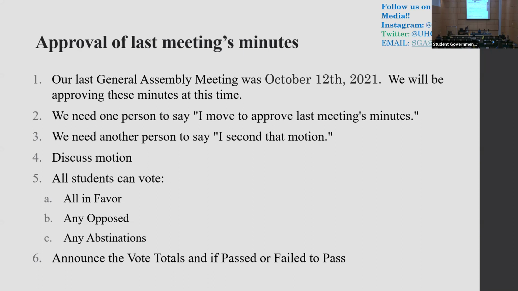Those on Zoom, how many do you have? 6, 7, okay. 13 in here. Any opposed? To be clear on Zoom, if you are opposed, please raise your hand. If you are not opposed. Yeah, 0 opposed. Any abstentions? One. There was one. All right, so the minutes have been approved with a vote of 20 in favor, 0 opposed, and 1 abstention.